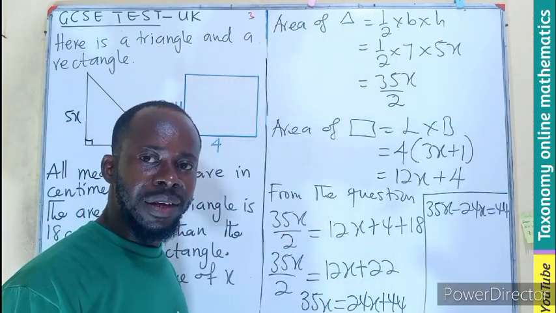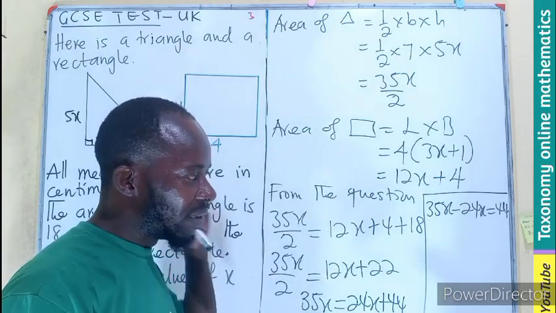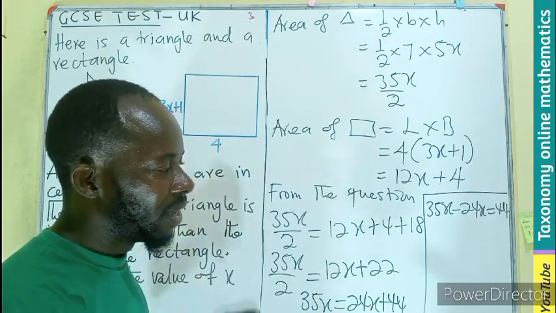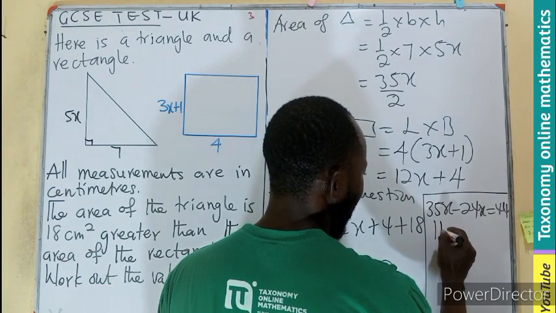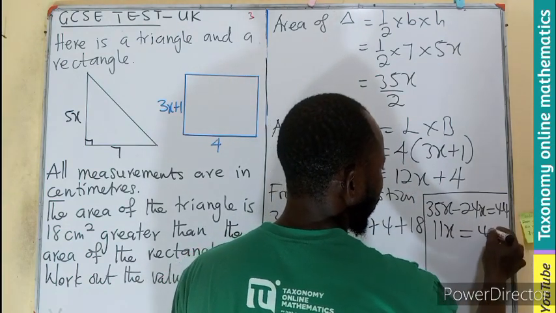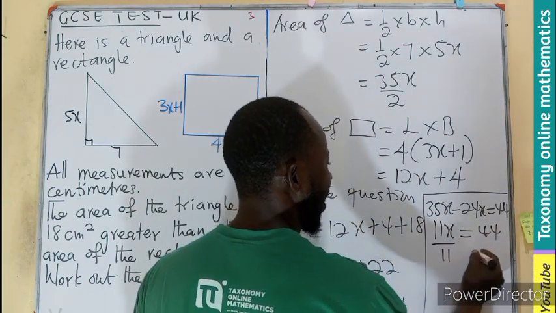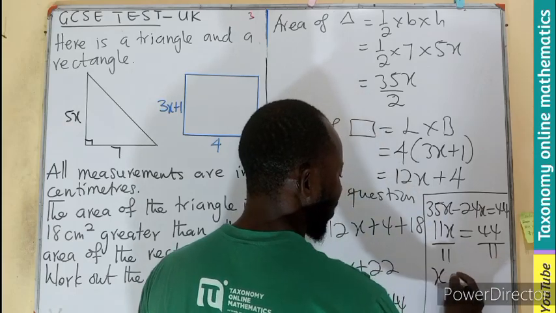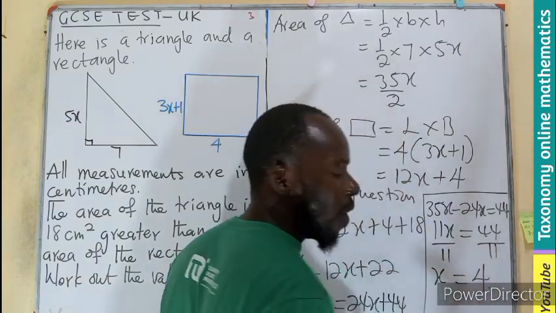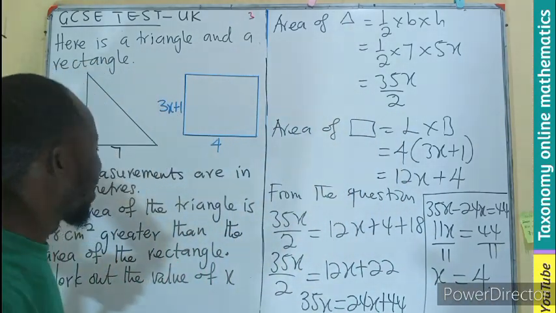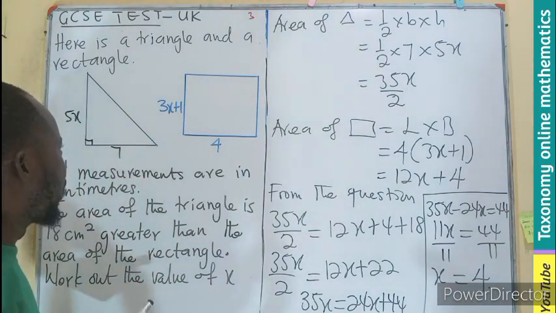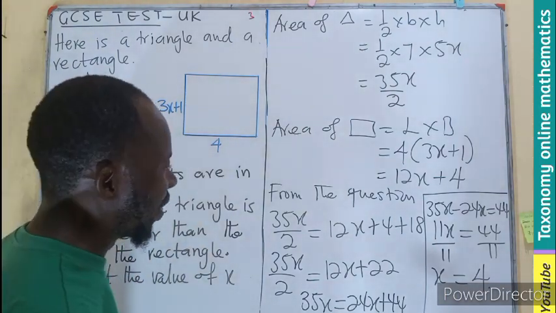You know, this is coming here to subtract. So if you subtract that, I believe you have 11, right? So 11x equals 44, divided by 11. Our x will be equal to 4. So all dimensions are in centimeters, so you get 4 centimeters.